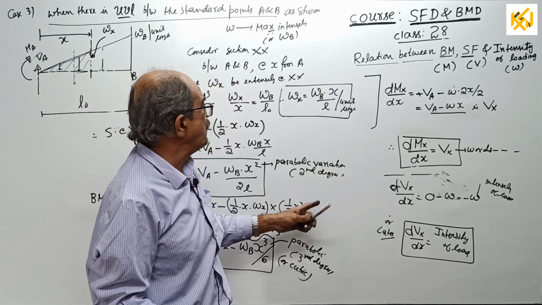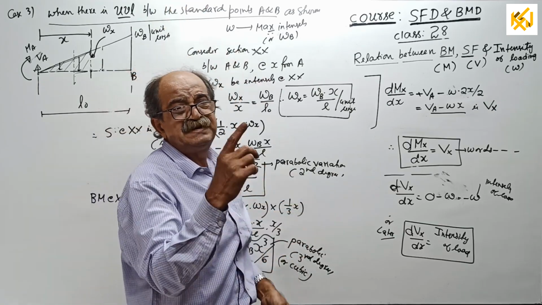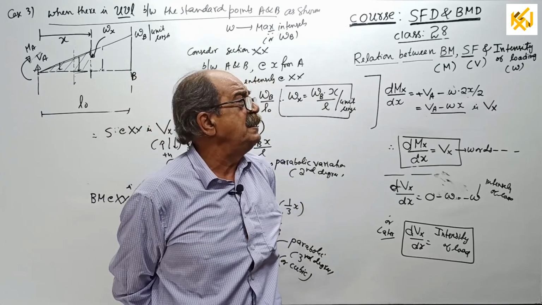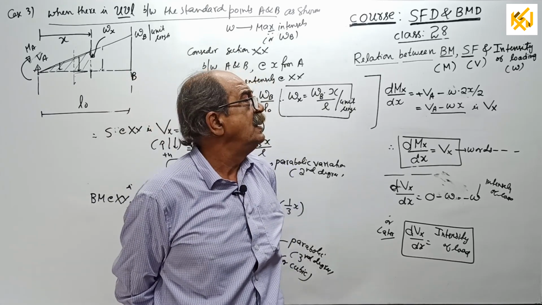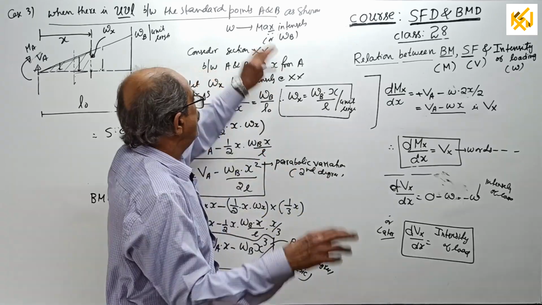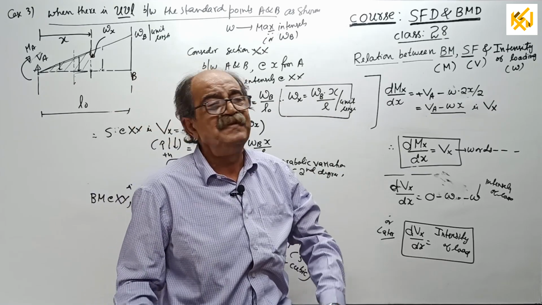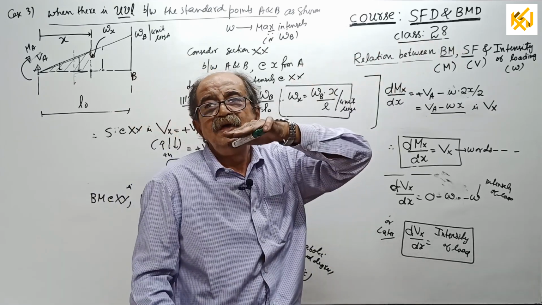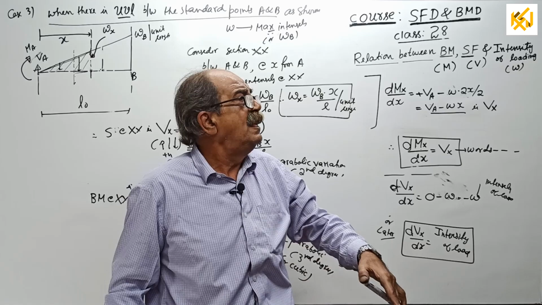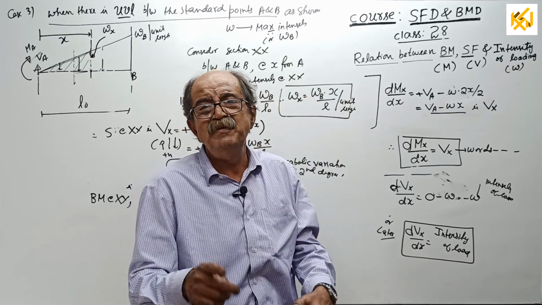Therefore, remember the summary now. What did you get? First time you got shear force constant, Bm linear. Next you got shear force linear, Bm parabola second degree. Now you got shear force parabola second degree, Bm parabola third degree. Means with no load, UDL and UVL, the power of x steadily increases. That summary will come next class.